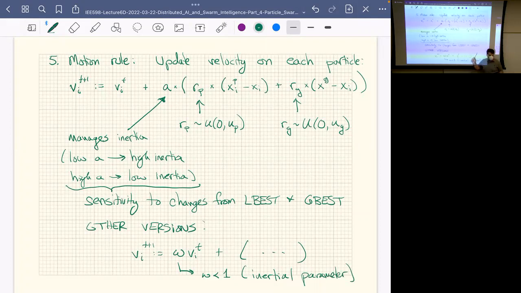If you bring omega down to zero, then you don't pay any attention to your previous velocity, and you can go anywhere. If you bring omega up to one, then your current velocity has just as much weight as anything in the parentheses. So there are different ways to write these, but with some scaling, they all end up being pretty much the same thing. So that's how you update the velocity. And then the last step is updating the position according to this velocity, which is just adding the velocity to the position. So, any questions about the velocity update rule?